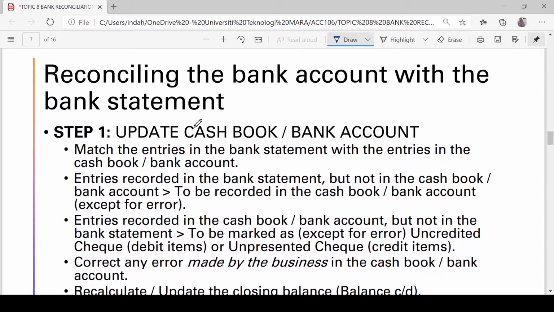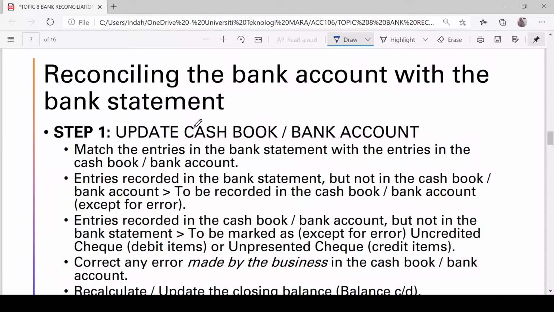Okay, very simple. You match the entry in the bank statement with the entries in the cash book or bank account. You match the entry. You check: item number 1 in the cash book, does it appear in the bank statement? Yes. Okay, item number 2, does it appear in the bank statement? Okay, so how do you match?